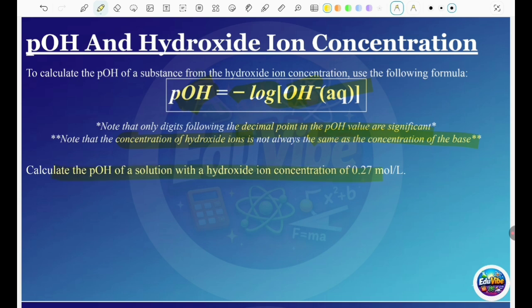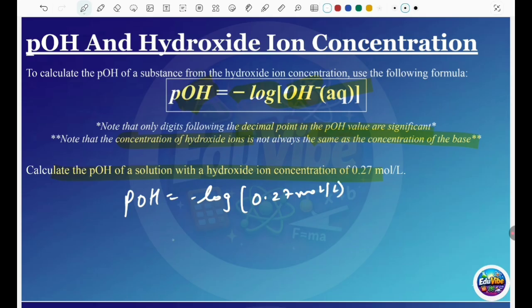So you have to find the pOH solution. In this, what you have to do: pOH is equal to the minus log of 0.27 moles per liter. So what do you get for pOH?